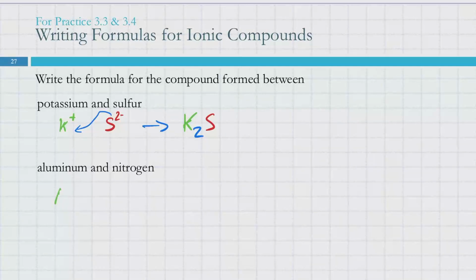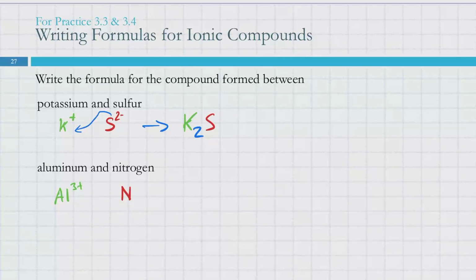Aluminum has the symbol Al. It's in this group. What charge does aluminum form? 3 plus. It's not 13 plus. 13 is 3A. So it's a 3 plus. Nitrogen has the symbol of what? N. What group is it? 5A. 5A is going to be a 3 minus.